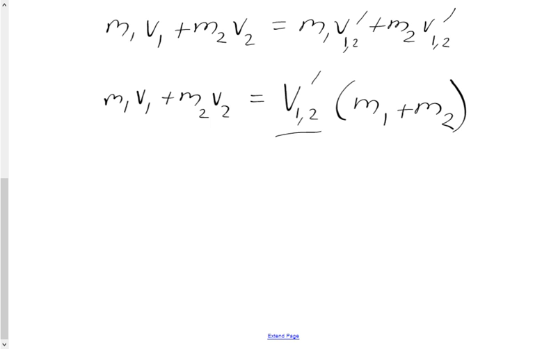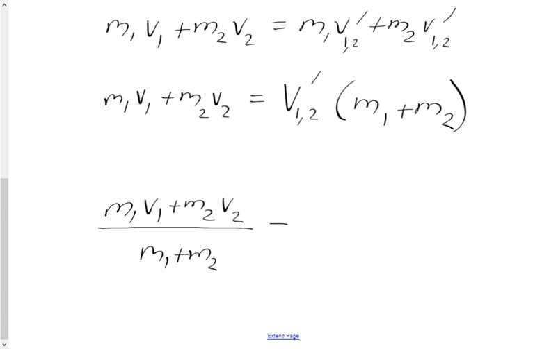Notice that if you wanted to solve for the velocity of these two objects afterwards, it's actually simpler now than it would be for elastic. And we can just divide each side by M1 plus M2. So I'm going to write these separately, so that way, I would like you in your notes to still retain this. So M1 V1 plus M2 V2 divided by M1 plus M2 is equal to V12 prime. So what I've done is I've essentially just divided each side by M1 plus M2, and I've done that to each side.